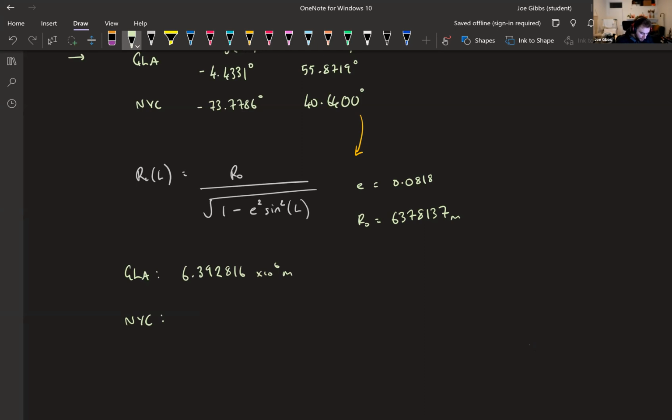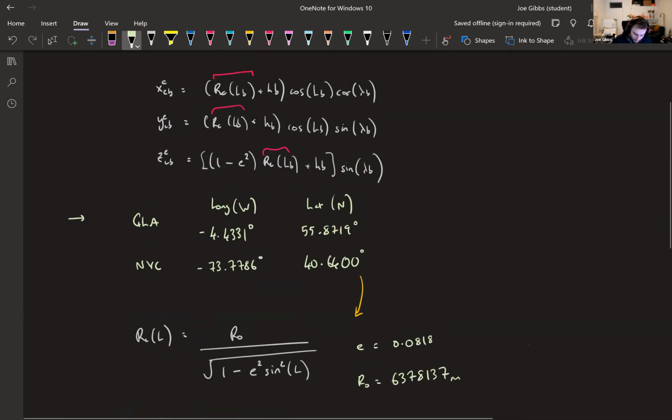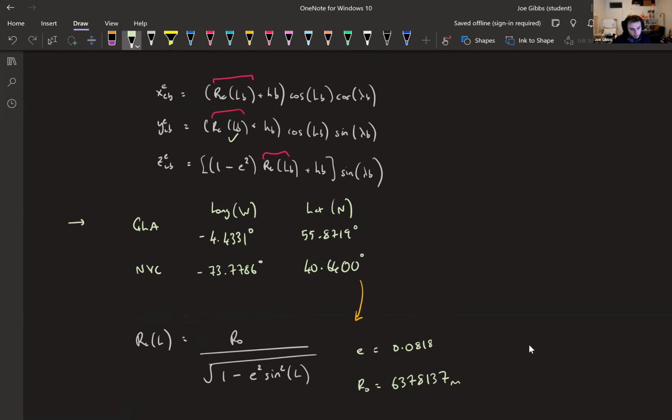For New York, we do the exact same thing. These numbers will be very similar, so make sure you don't get them mixed up when you're doing your paper. That gives 6.392212 times 10 to the 6 meters. We'll need those for our equations. Altitude is not going to apply to this example, but if the question asked about a helicopter or an aircraft above that location, here is where you put in your altitude. Say we're 10 kilometers above the Earth's surface, we'd add that in there. As we don't need it just yet, that's fine. Then we also have our latitude and longitude.